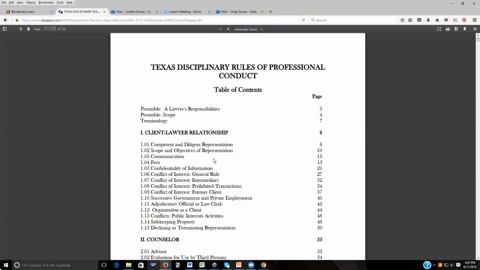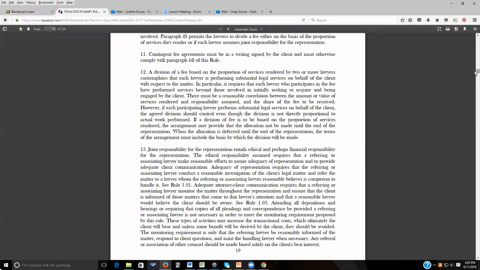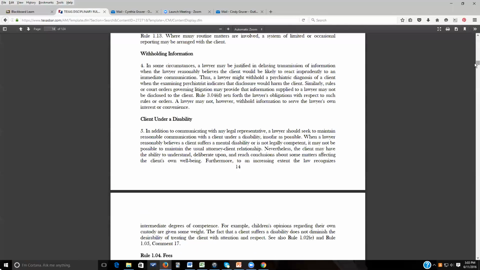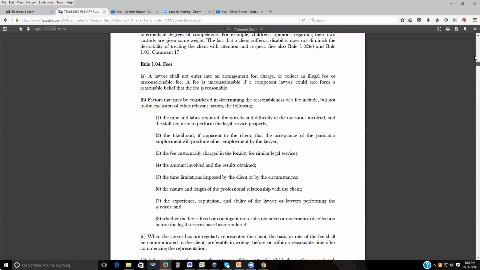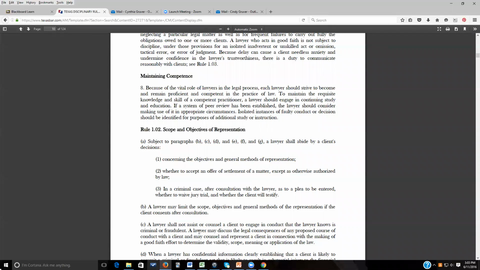If you'd like to send me an email to remind me to update Blackboard, I would appreciate that. So you can see here are all the rules. This document is 124 pages long. Let's just kind of scan quickly through here. And I will at various points cover specific aspects of the rules, or we'll probably pull them up and look at it in more detail.